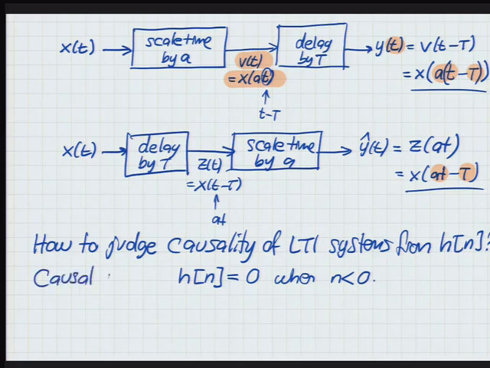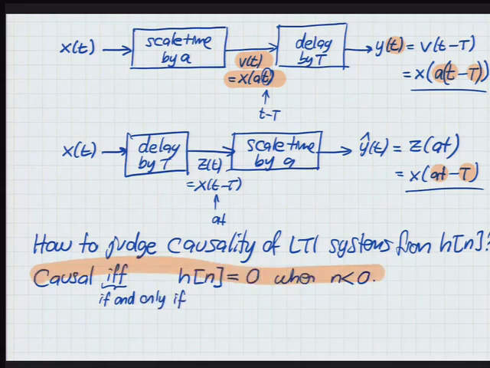Okay, so causal if and only if. Have you ever seen an if with two f's? It means if and only if. That means it's a necessary condition and a sufficient condition. And this is true. Okay? So that means if h is 0 before time equal to 0, you are causal. And if h happens to be non-zero for some negative n, then you're not causal, period. That's the test. Okay? Why is this true? This is actually very simple to argue.